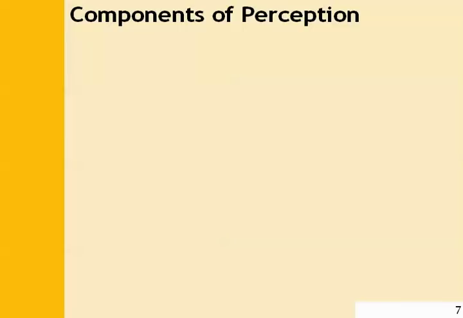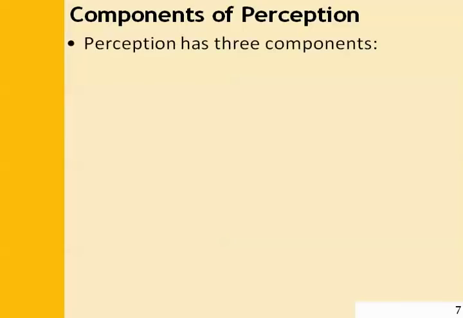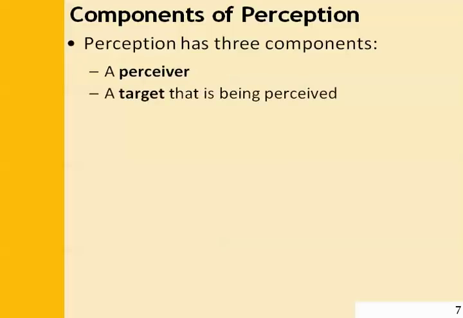Components of perception. Perception has three components: a perceiver, you and me, who are trying to perceive the world around us, who are trying to perceive targets, things. A target is what is being perceived. Anything that we are trying to interpret, to understand, or to perceive is called a target, whether it is a picture, a person, or a comment, as we said before.